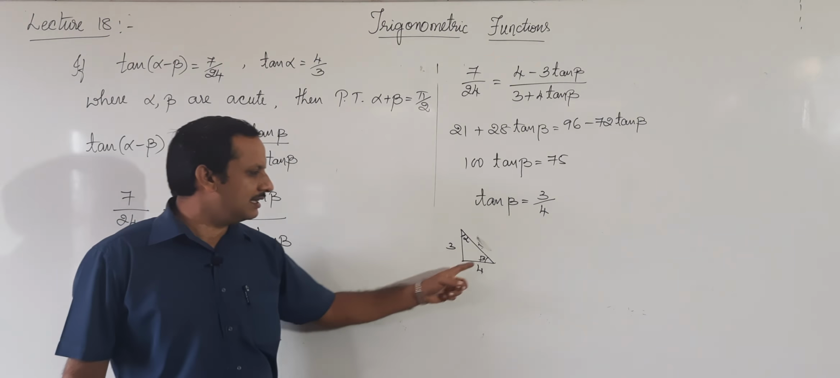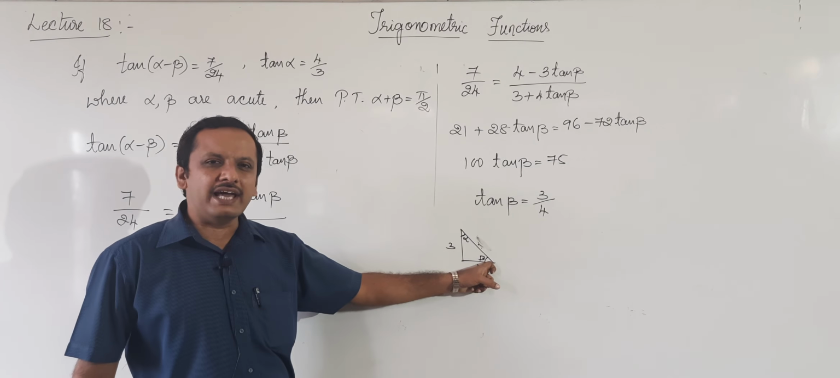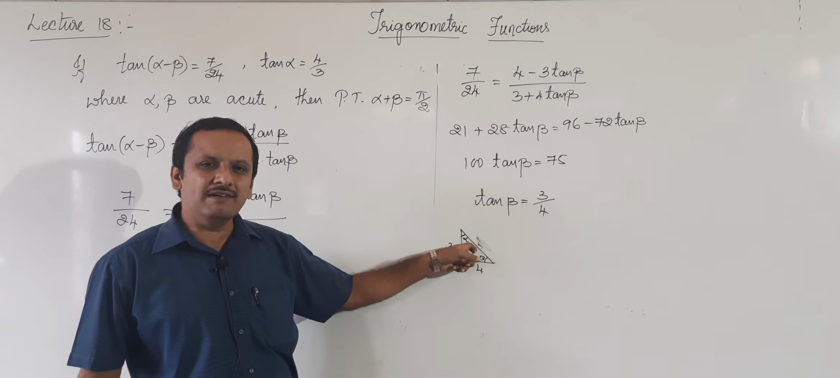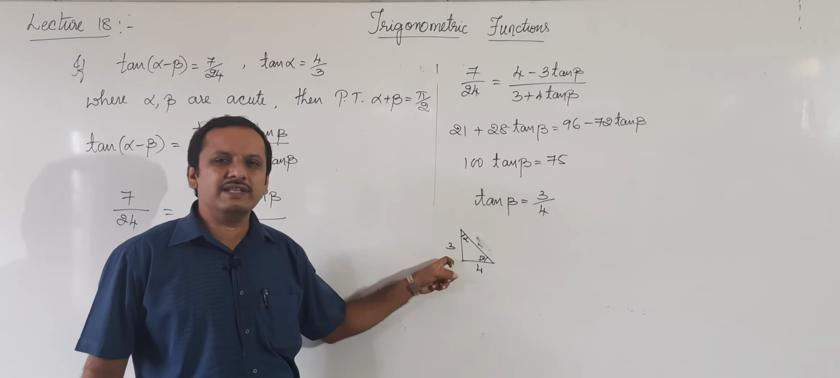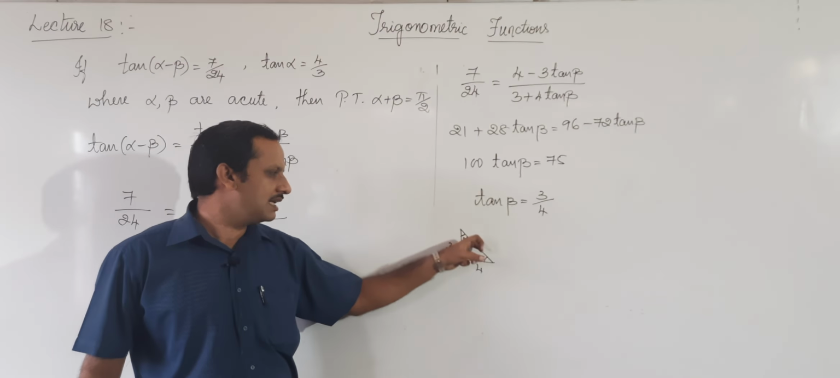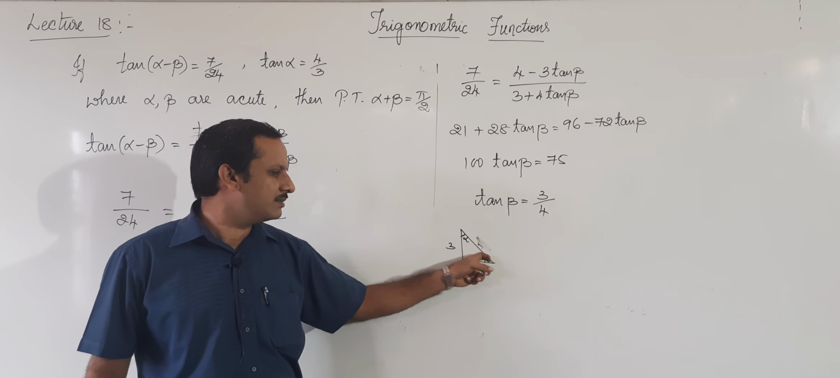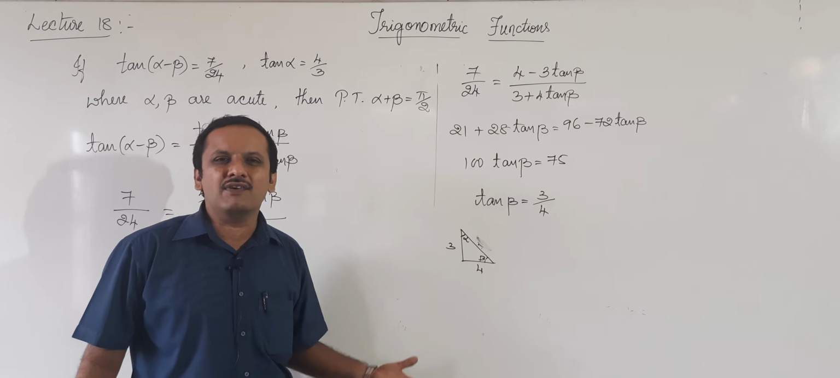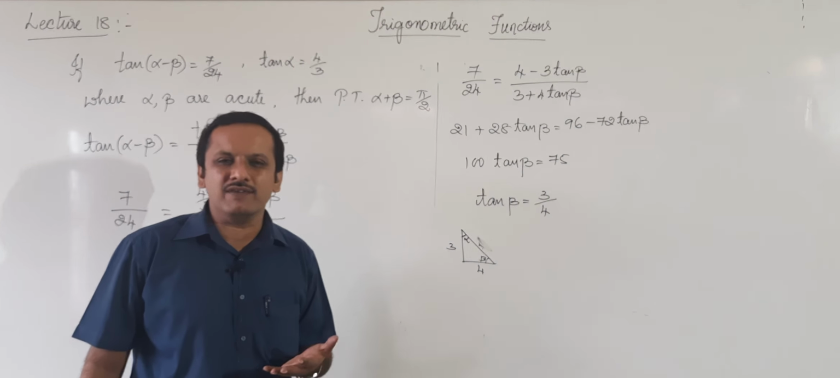Right? Look at this triangle. This is the angle beta. Tan beta is equal to 3 by 4. And this is the angle alpha I will take. Tan alpha is equal to 4 by 3 we have. Then what is alpha plus beta? Alpha plus beta must be equal to 90 degree because it is a right angle triangle. Right? Therefore, alpha plus beta is equal to 90 degree. In that way you can write.